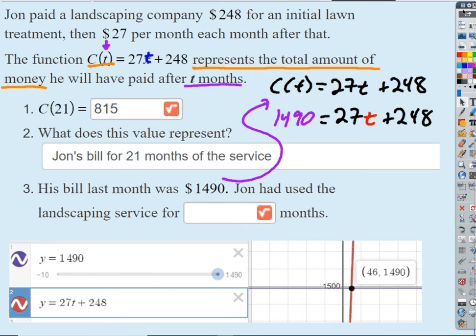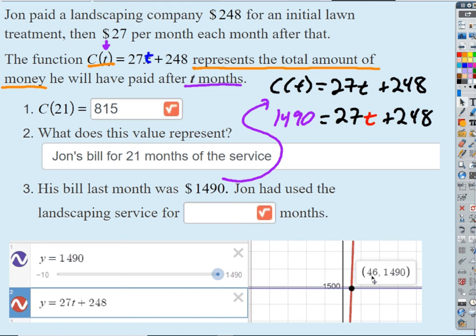Okay, so interpret that. What does this ordered pair mean? What's the 1490? Yeah, that's the Y value, isn't it? Right? The ordered pair there. So Y we know is the output, so that's the cost. What's the X? Or T, I guess. What is it again? Months. Yeah, that's it, right? It's 46 months.